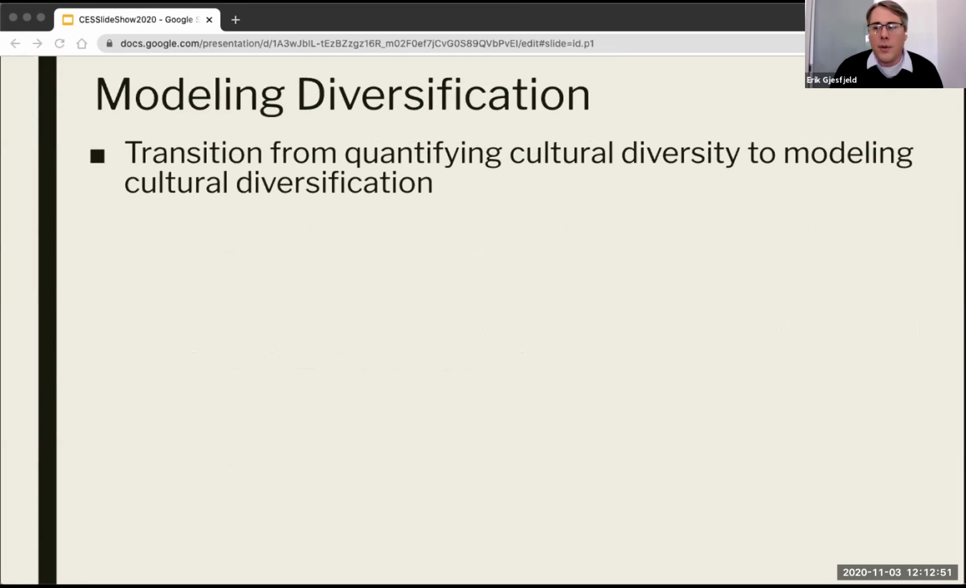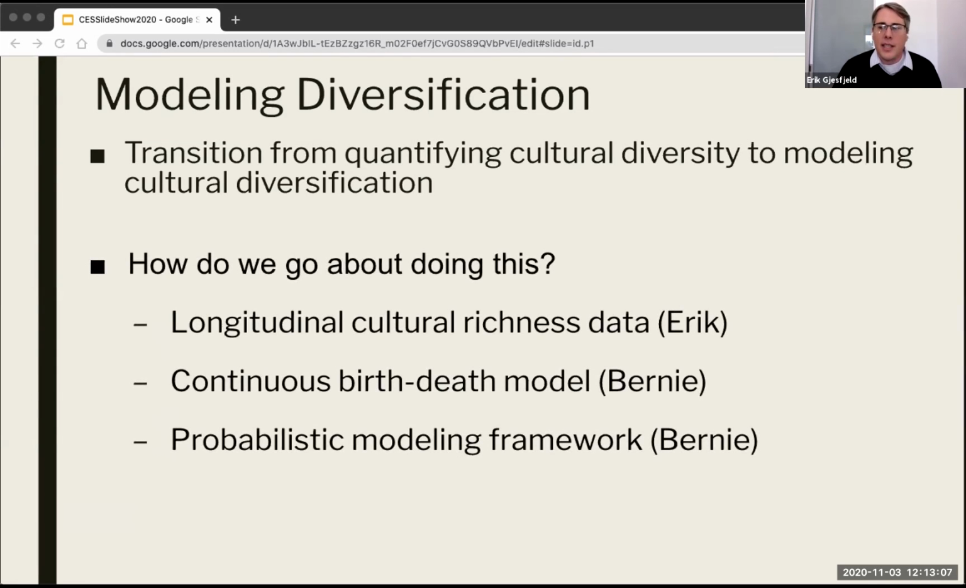So what are we arguing for? Well, the argument can most simply be put as: what we're trying to do is transition from quantifying cultural diversity to modeling cultural diversification. That's what we want to try to do. And so how do we actually go about doing this? This is really what our module tries to do.